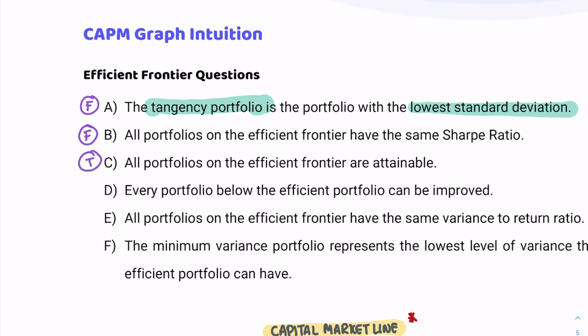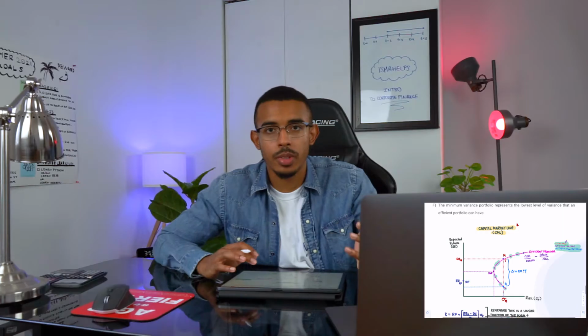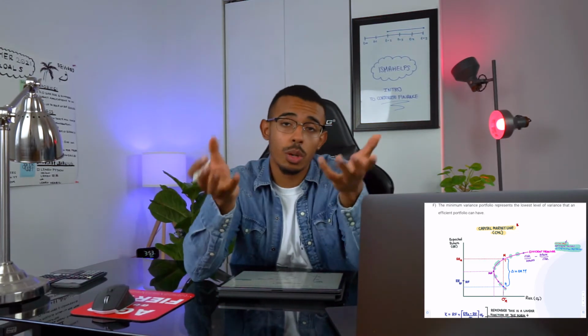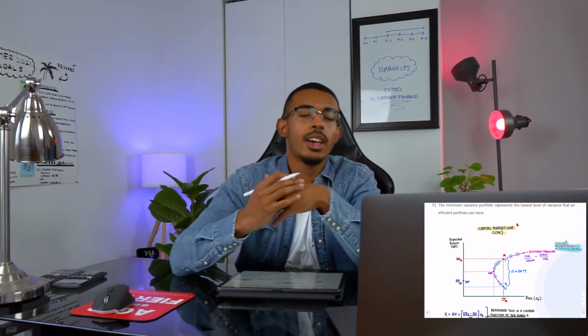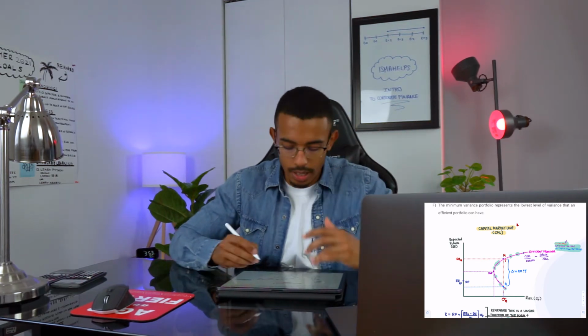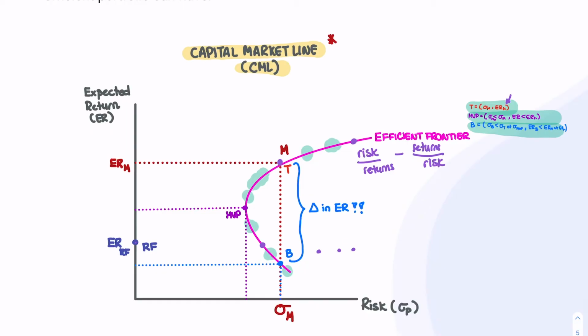Now, if we look at D, D says that every portfolio below the efficient portfolio can be improved. And this is kind of a cryptic question, I'm not even gonna lie to you. But what you want to know here is that typically what we mean is that if something is below the efficient frontier, call it this point right here, essentially what we're saying is that you could find a better combination of risk to returns that's actually going to yield you a better portfolio.